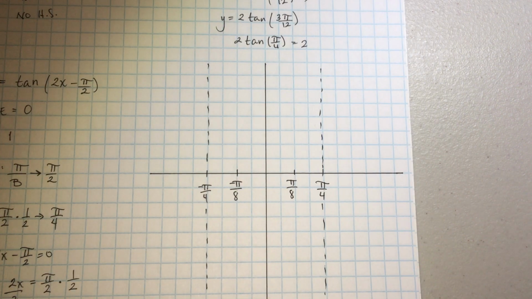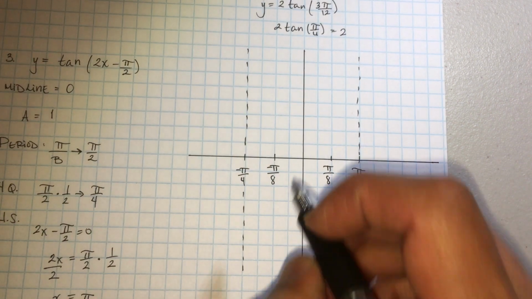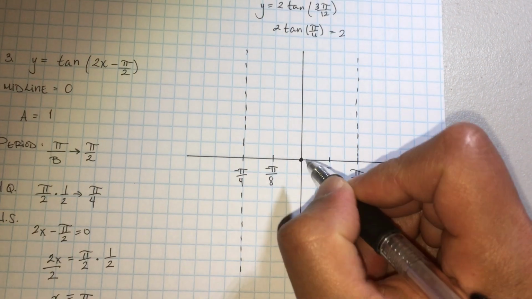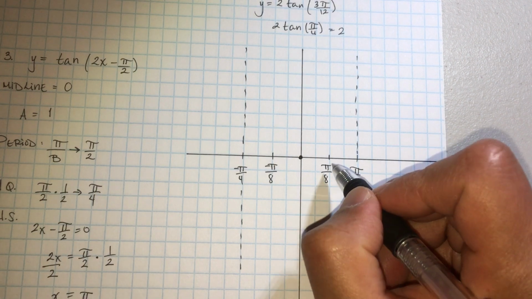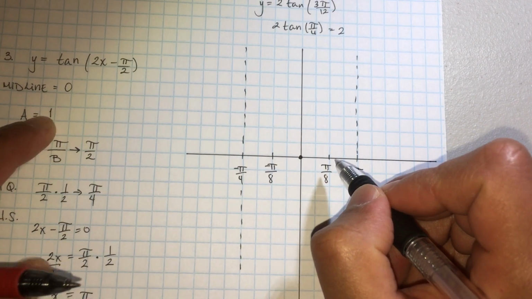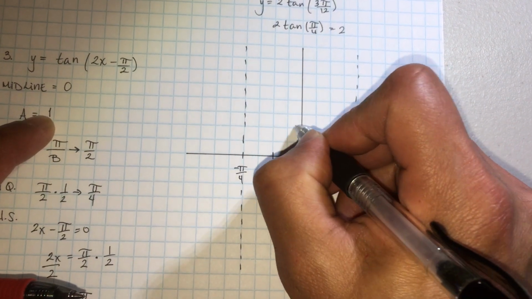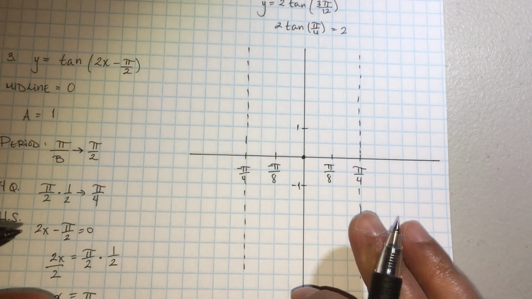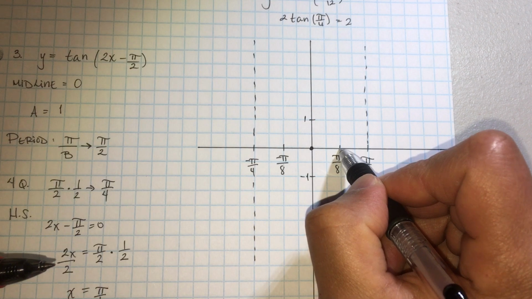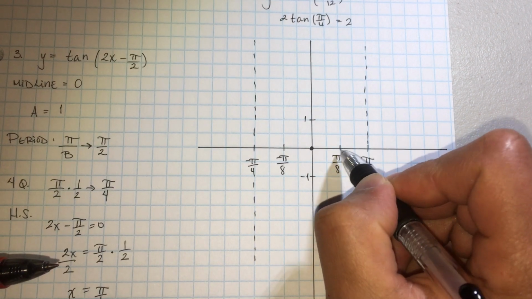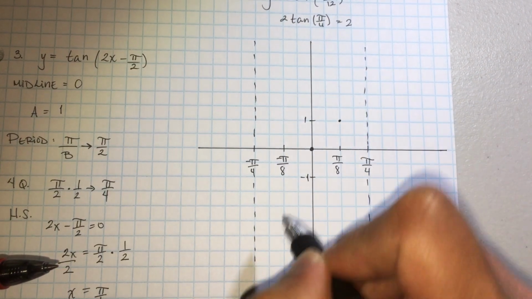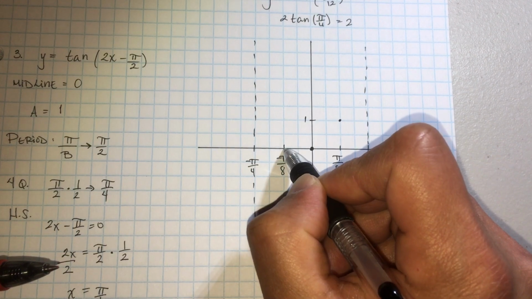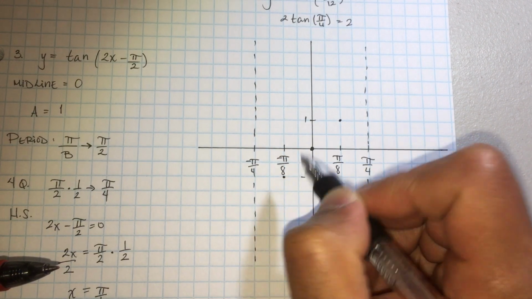What's our midline? Our middle, it's 0. Okay, cool. So we're going to start right here. Now, by the time I get here, I need to reach the amplitude. What's my amplitude? It's a 1. Let's say 1 is right here. I'm going every 2. And let's say that's -1. So from here, by the time I get to pi over 8, I should be at the amplitude, and by the time I get to negative pi over 8, I should be at the amplitude.